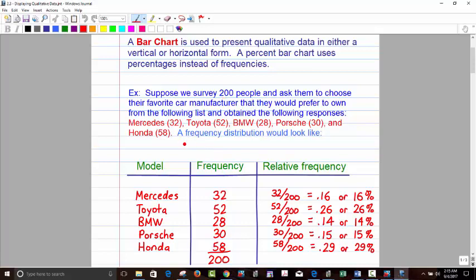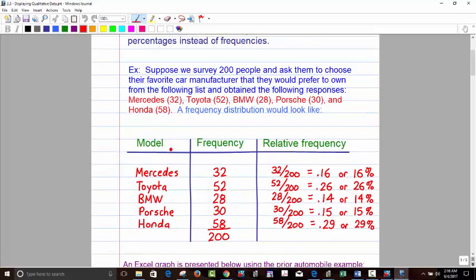According to these results, 32 chose Mercedes, 52 chose Toyota, 28 BMW, 30 for Porsche, and 58 for Honda. So our frequency distribution would look something like this.